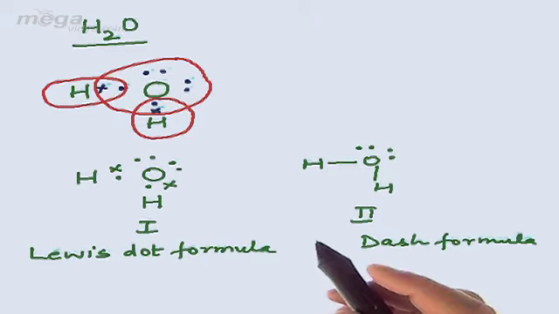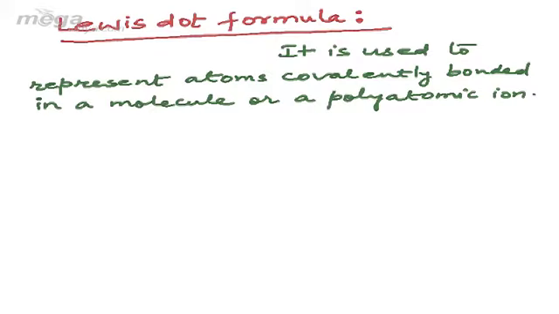Basically, the Lewis dot formula is used to represent atoms covalently bonded in a molecule or a polyatomic ion. So now we are moving towards the Lewis dot formula. Students, the Lewis dot formula is used to represent atoms covalently bonded in a molecule or polyatomic ion. That means we can also use this formula in the case of charged species like SO4 2 negative or NO3 negative. In that case also we can use the Lewis dot formula.